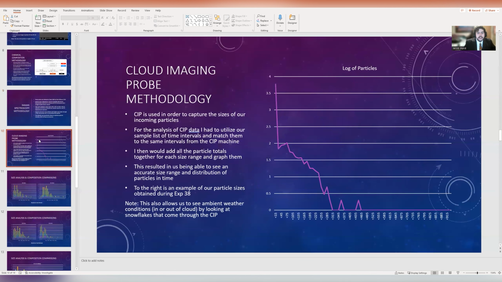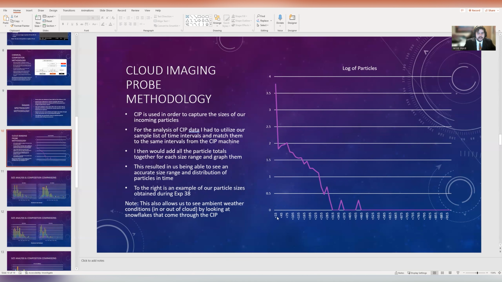All right, so now I'll head to the cloud imaging probe methodology. Our CIP is used in order to capture the sizes of our incoming particles from outside. So this could be anything that ranges from snowflakes to very minuscule air particles, right? For the analysis of CIP data, I had to utilize our sample list at time intervals and match them to the same intervals from the CIP machine. I would then add those particle totals together for each size range.